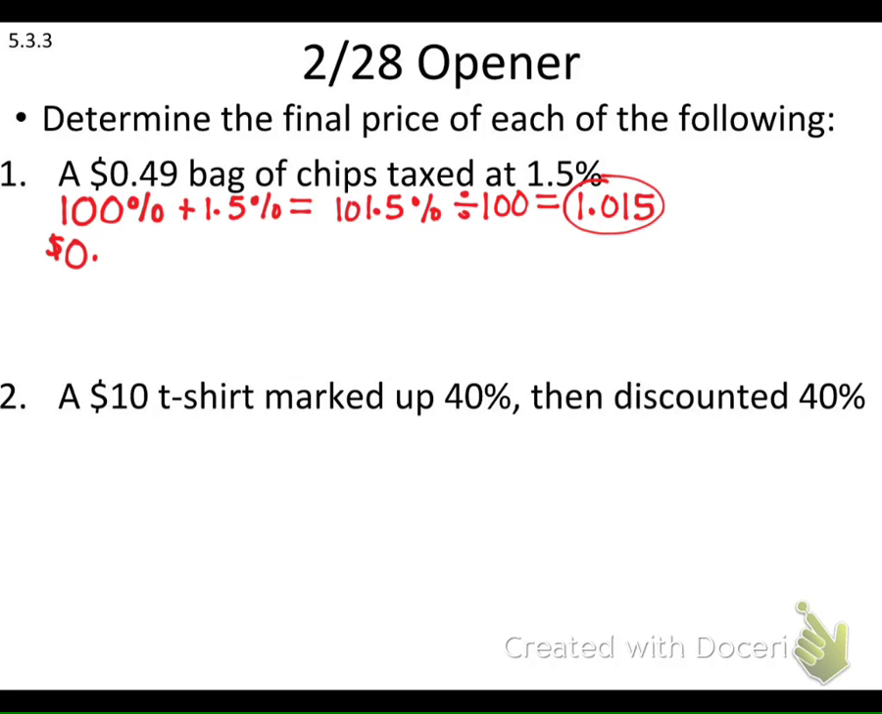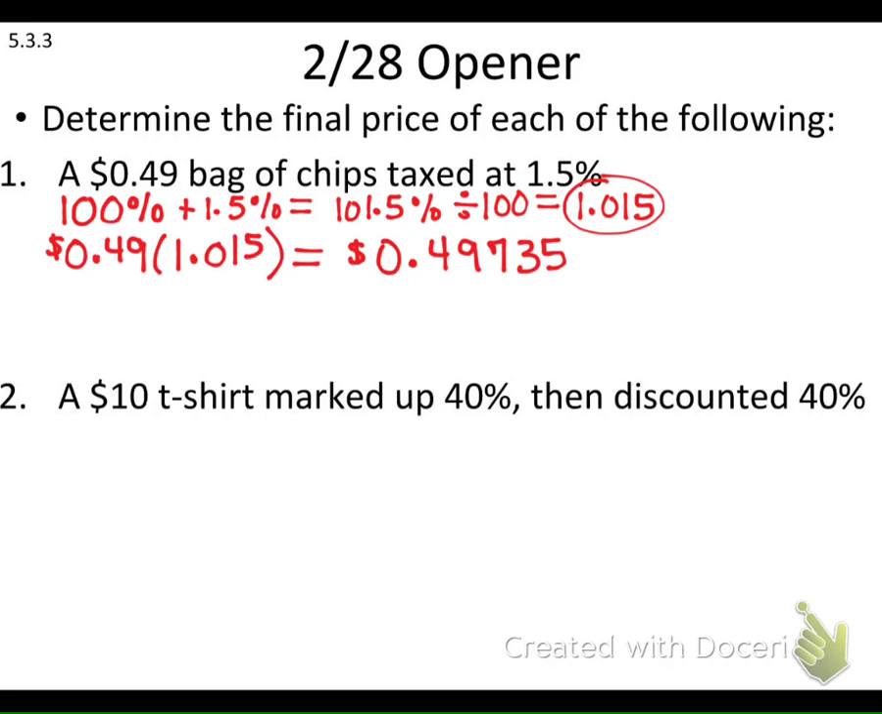So my original amount for the chips was 49 cents. Now I'm going to multiply that by my multiplier here. Do that in your calculator. You're going to get a big old long number. You're going to get 0.49735. There you go. Okay.